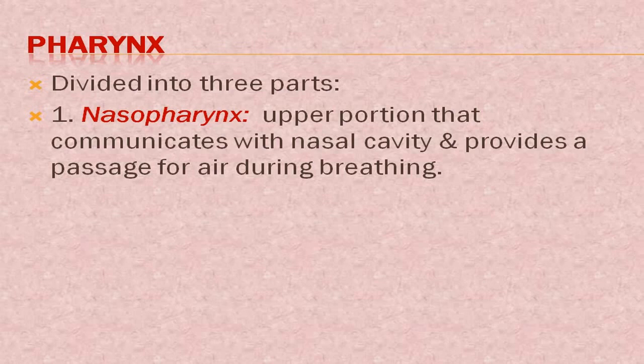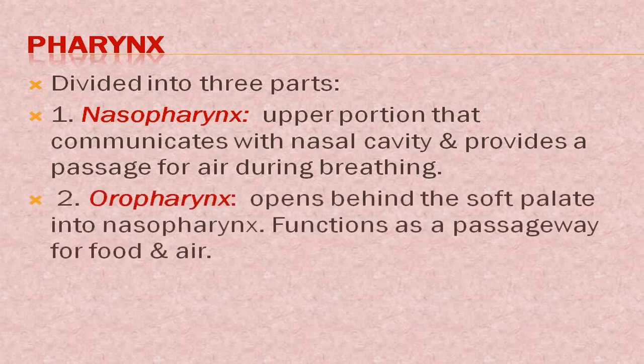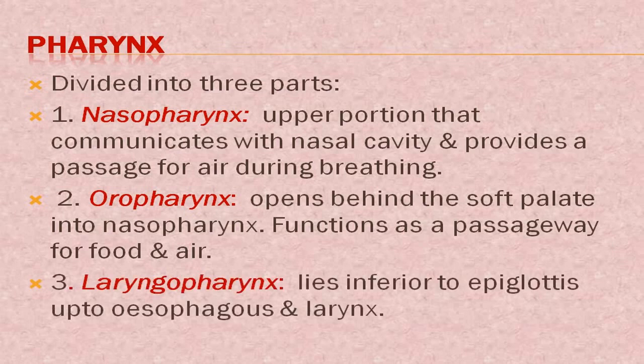Number 1 is the nasopharynx. It is the upper portion that is present just above the soft palate and also provides a passage for air during breathing. Number 2 is the oropharynx. It is present below the nasopharynx or below the soft palate, and it is also a passageway for food as well as for air. Number 3 is the laryngopharynx. It is present just inferior or just below the epiglottis up to the esophagus and larynx.